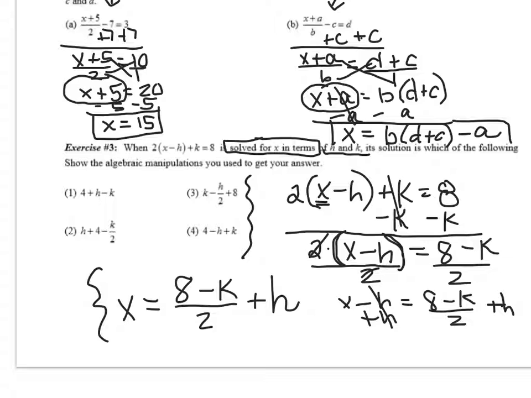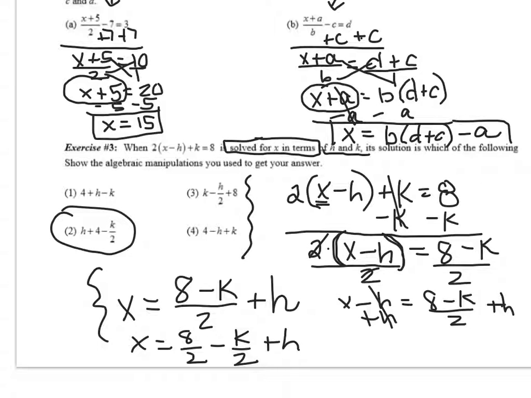Remember, dividing 8 minus k by 2, that's the same as doing this: 8 divided by 2 minus k divided by 2 plus h. Well, 8 divided by 2 is 4. So do we have an expression up there that says 4 minus k divided by 2 plus h? We do, right here. It's written in a little bit of a different order, but the 4 is still positive, the h is positive, and the k over 2 is negative. And the commutative property for addition allows us to switch the order, so that is equivalent to the answer that we got.